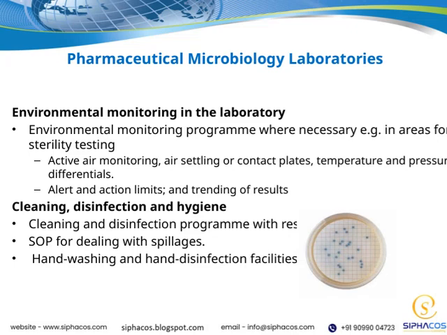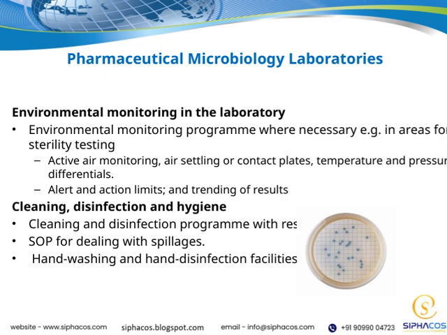Now, let's delve into the importance of environmental monitoring in pharmaceutical microbiology laboratories. This is a critical component to ensure the sterility and safety of our products. An environmental monitoring program should be implemented wherever necessary, particularly in areas dedicated to sterility testing. We use various methods to monitor the environment, such as active air monitoring, which involves sampling the air actively to detect any microbial presence. Additionally, we utilize air settling plates or contact plates to assess surface contamination.